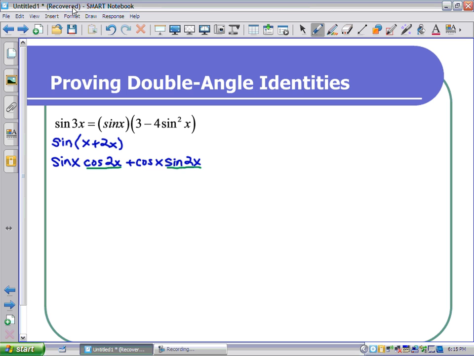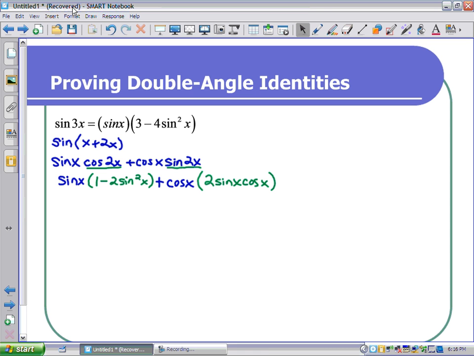So we're going to use the cosine 2x. We're going to replace that with the one that only has sines in it, which is the 1 minus 2 sine squared x. So that is going to be multiplied by sine x. And then we have plus cosine x back here, and that's going to get multiplied by our replacement for sine 2x, which is 2 sine x cosine x.